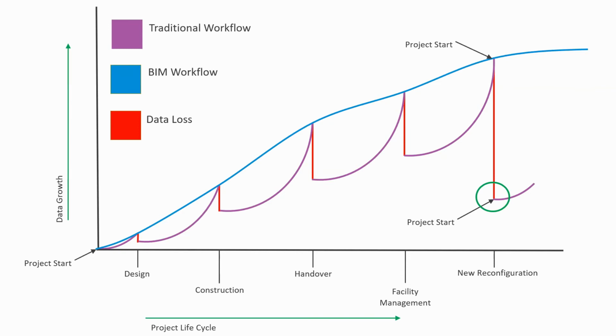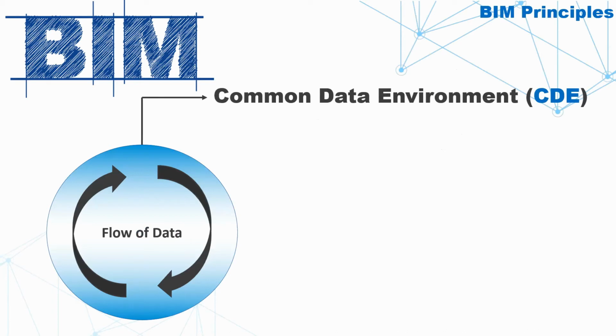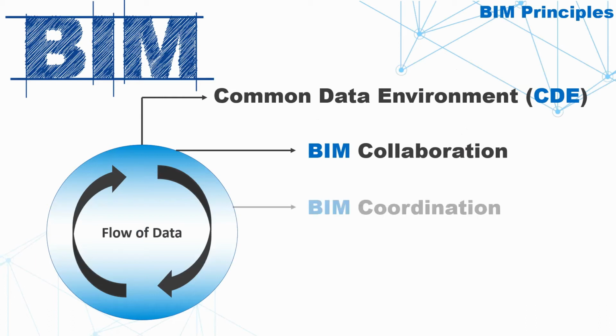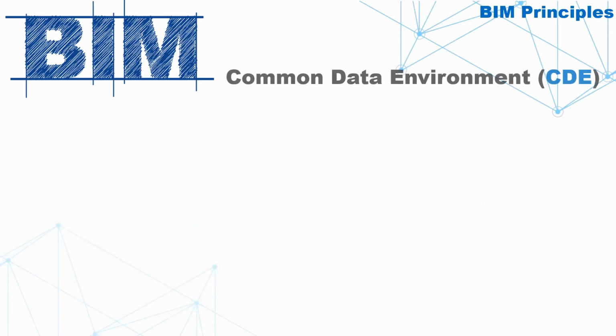So let's talk about the 4 key principles about the flow of data within BIM. One, of course, is the common data environment, which we referred to already. The second one is how we collaborate between consultants, clients, contractors, and even installers. How do we coordinate our design with the building during its life cycle and its construction phase? And then further to that, how does BIM then affect us on the construction site? Yes, we have all this digital information, but how do I take that on the construction site? So let's start with the first one, the common data environment.